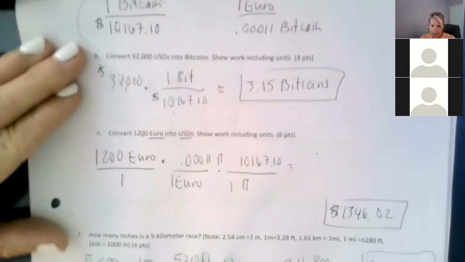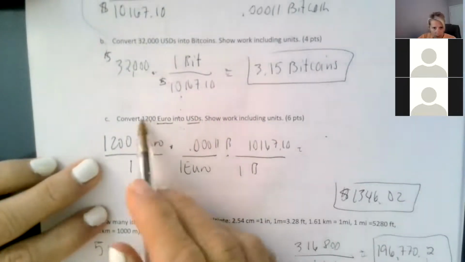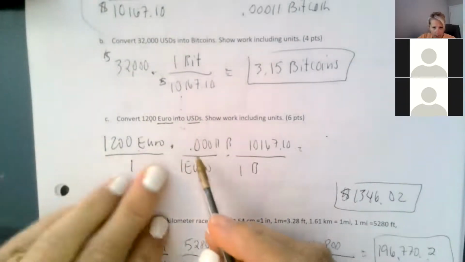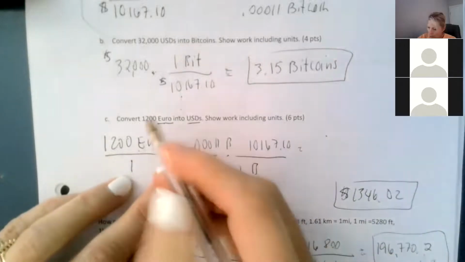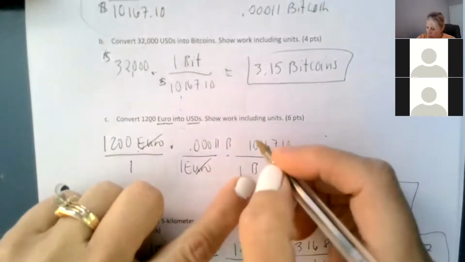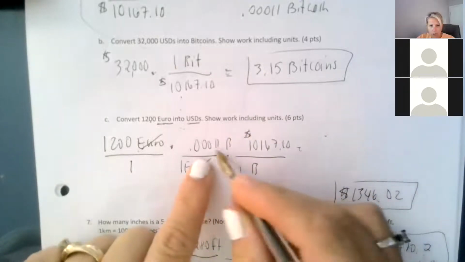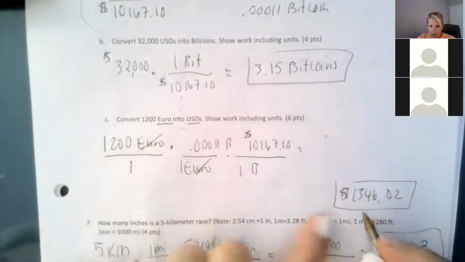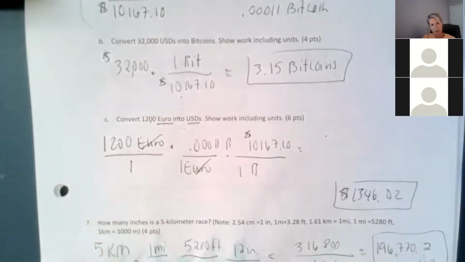And then letter C, some of you wrote down the exchanges, but you didn't know what to do with it. So we're going to start with what we were given, the 1,200 euros, and I'm going to multiply by the Bitcoin to 1 euro that we were given. So my euros cancel. But then I also need to get rid of Bitcoins because we wanted US dollars. So I had to use my US dollars to 1 Bitcoin. And that translated into about $1,346.02 for going from euros to dollars.